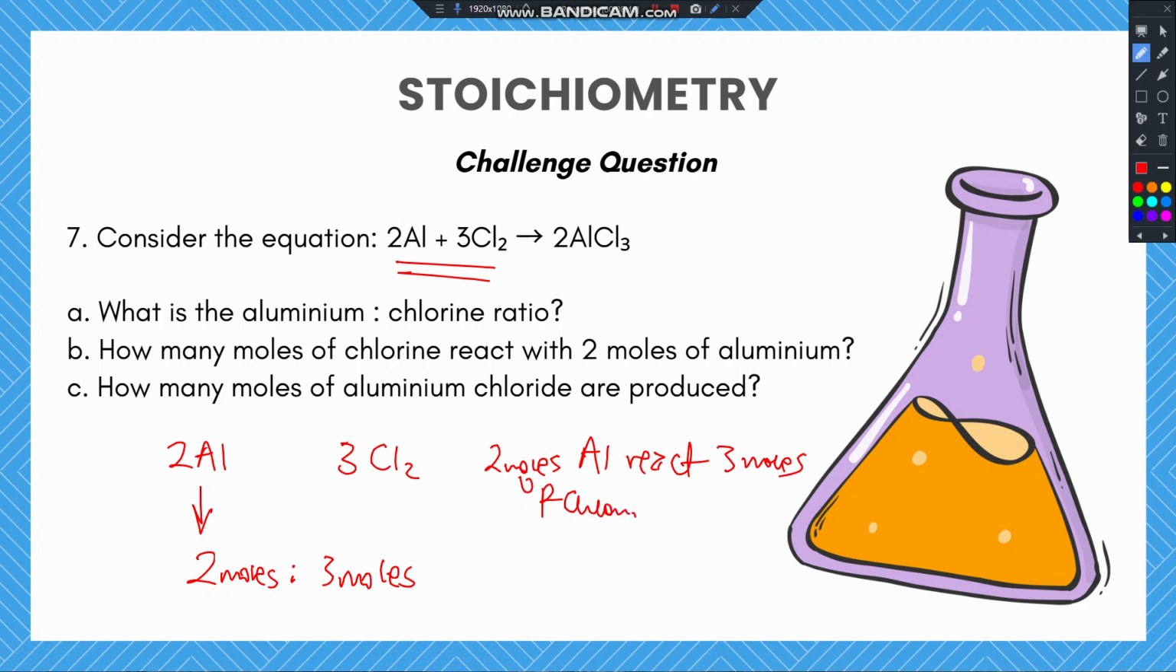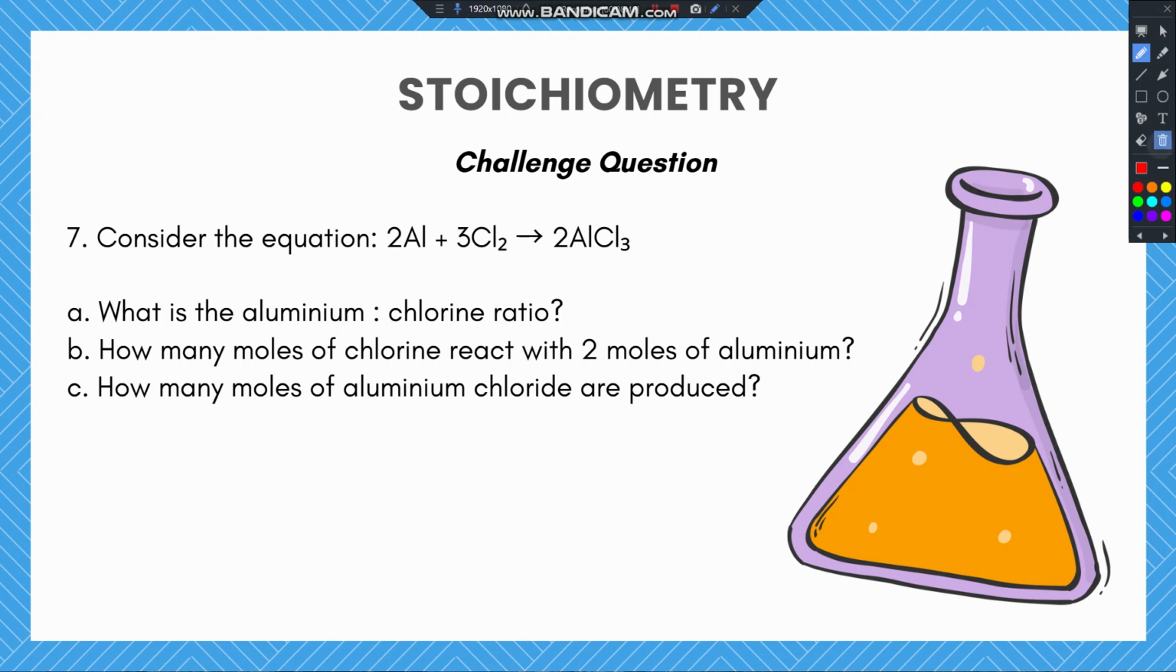And the question says, how many moles of chlorine react with 2 moles of aluminium? Well, from the chemical equation, we know that it is 3. And then finally, how many moles of aluminium chloride are produced? Well, on the far right, we have AlCl3, aluminium chloride, with a 2 standing in front of it, which simply tells us that 2 moles of aluminium chloride are produced.